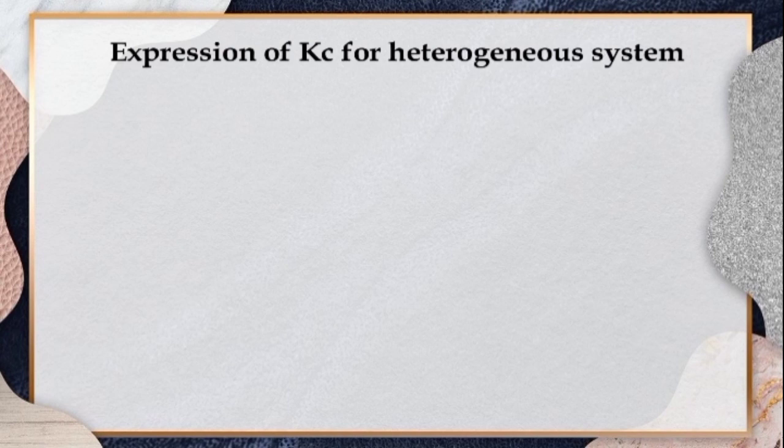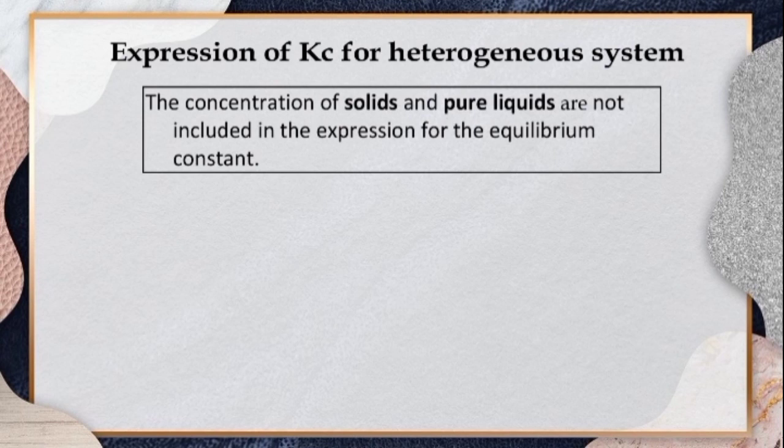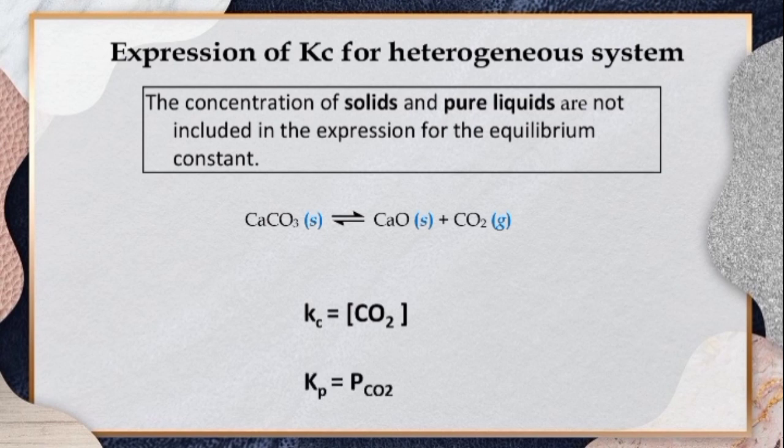In expressing Kc and Kp in heterogeneous system, the concentration of solids and pure liquids are not included in the expression for the equilibrium constant. Since any solid will be constant like CaCO3 and CaO in this reaction, the expression for Kc is equal to CO2 and for Kp is equal to PCO2.